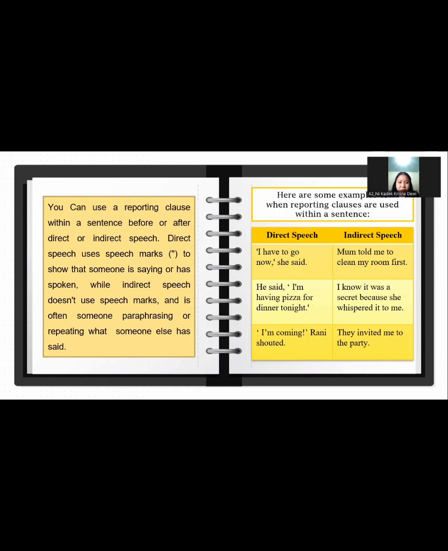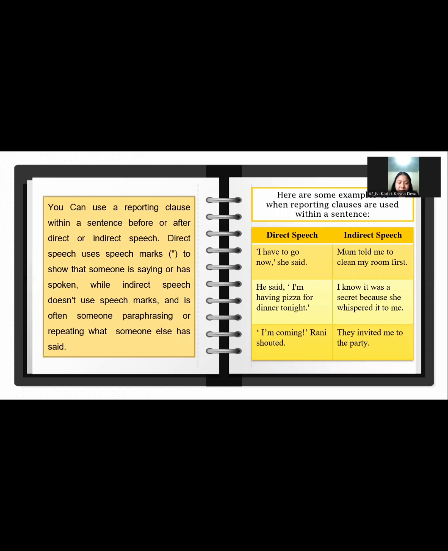Direct speech uses speech marks to show that someone is saying or has spoken, while indirect speech doesn't use speech marks and is often someone paraphrasing or repeating what someone else has said. Here are some examples of when reporting clauses are used within a sentence.